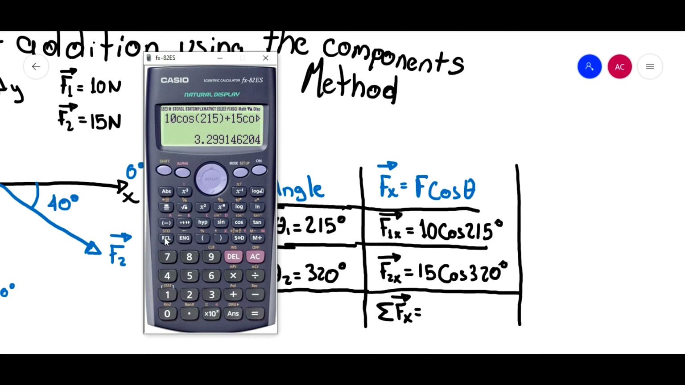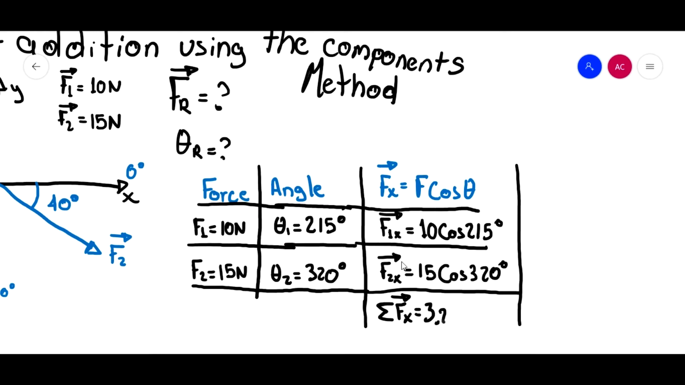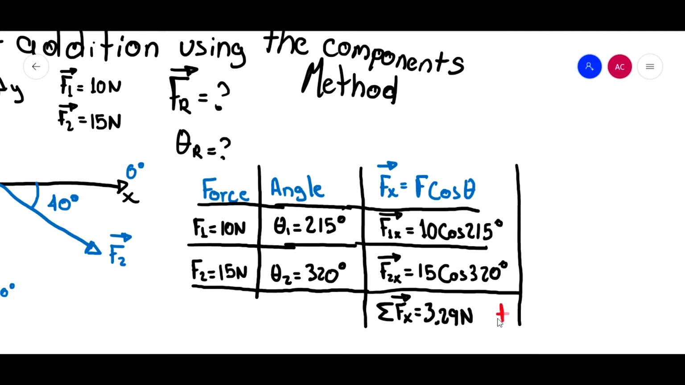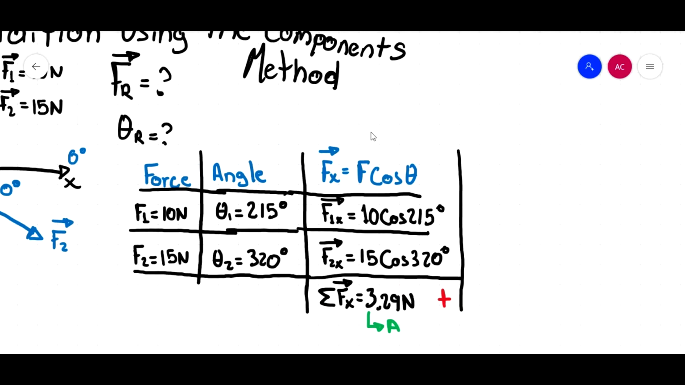Shift STO A. Okay, now I have this value saved in memory A, and I'm just going to write here the number with 2 decimals, 3.29 newtons, and I'm going to write the sign. The sign is positive. Okay, and this is saved in memory A. So let's continue with the problem.